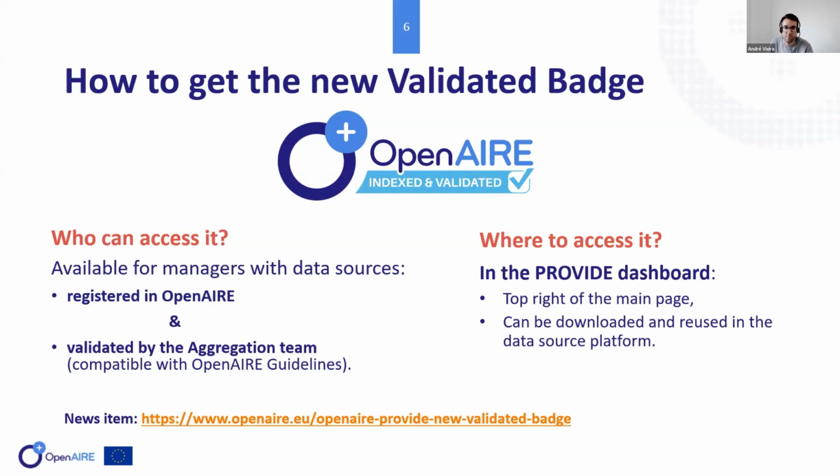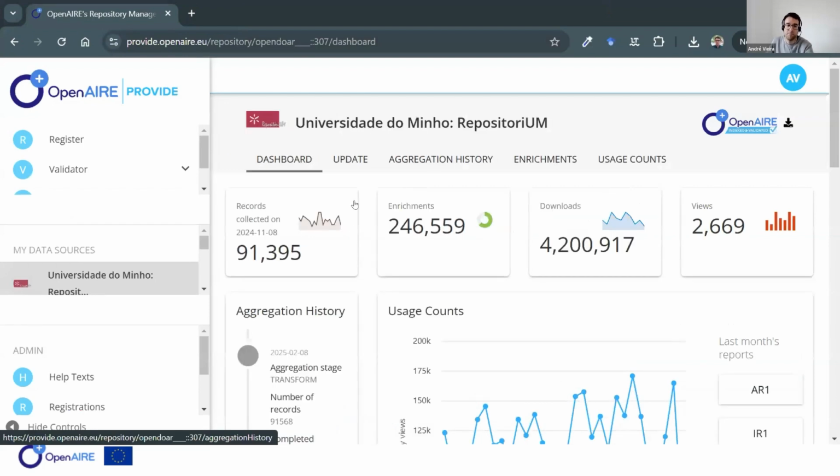Andre, maybe it's better for you to explain where people can find it, because I'm not able to see. Okay. So now I'm sharing our repository dashboard in the OpenAIRE Provide service. First you need to log into OpenAIRE Provide. And then if you have a registered data source validated by the OpenAIRE aggregation team, you will now find the new validated logo in the top right corner of your page. You just need to log in to OpenAIRE Provide, and then you will find the new logo in the top right corner.